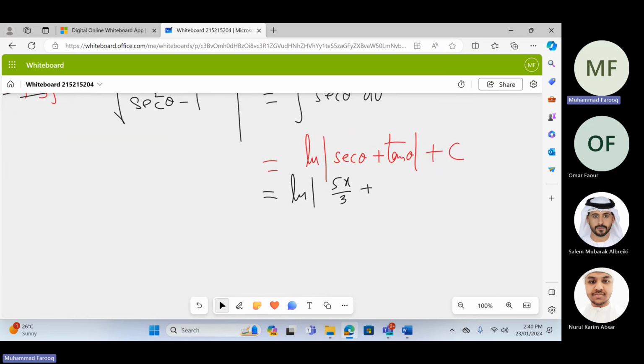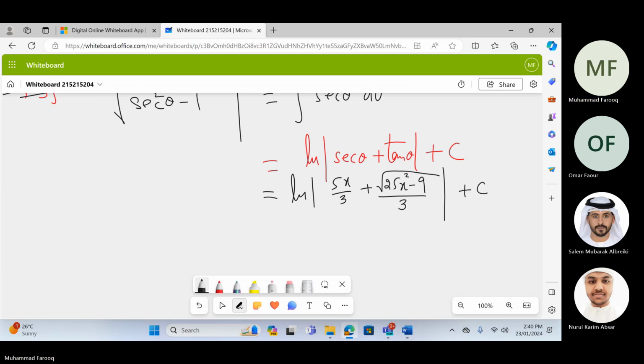So now here, please, write the answer. Tangent is the square root of 25x squared minus 9, divided by 3, absolute value, plus. So theta should be changed into x. And whenever you need any trigonometric function value, secant theta, sine, cosine, please use a right angle triangle.